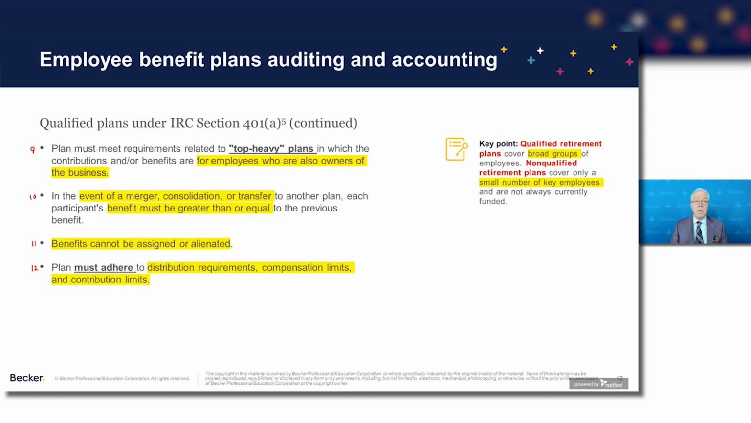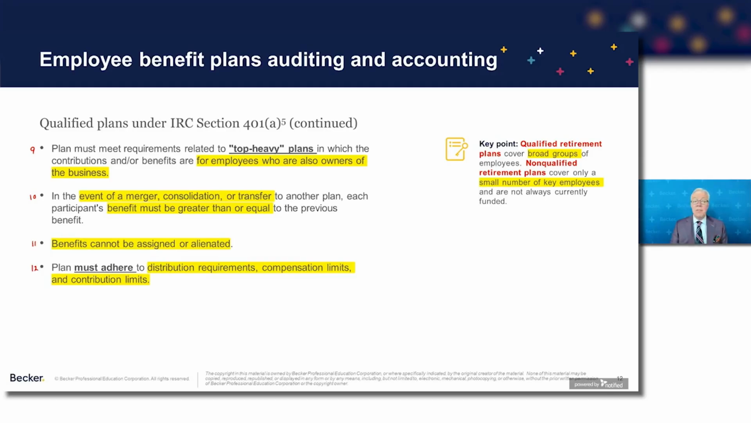Number 9, the plan must meet requirements related to top-heavy plans in which the contributions and/or benefits are for employees who are also owners of the business. So you can't have a plan where the owner is going to be able to have a matching contribution of half of what they put in, and employees, oh, you only get 1%, right?